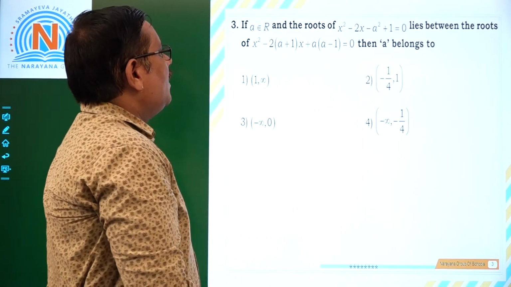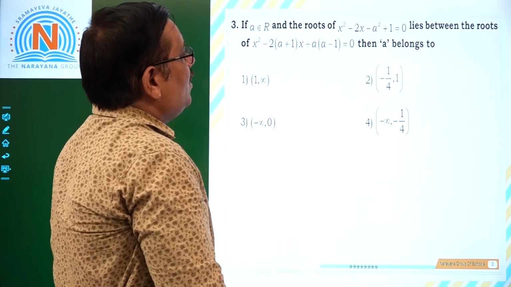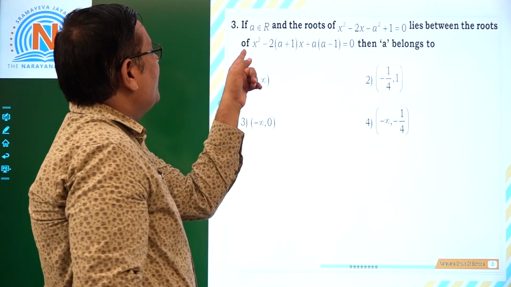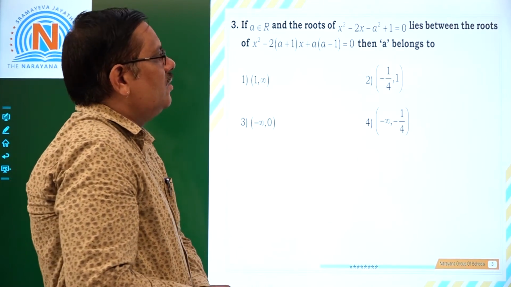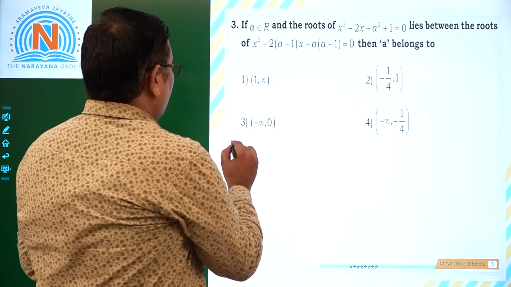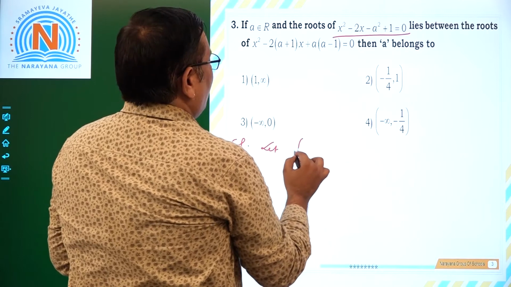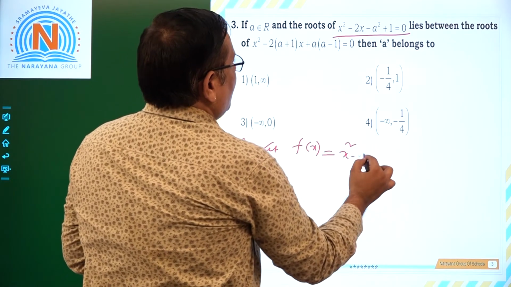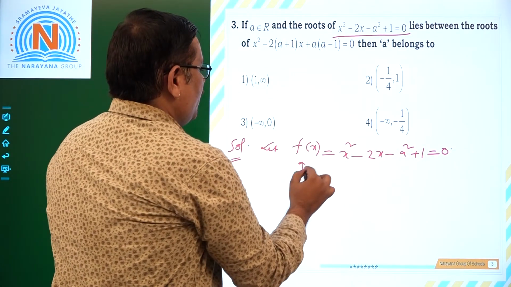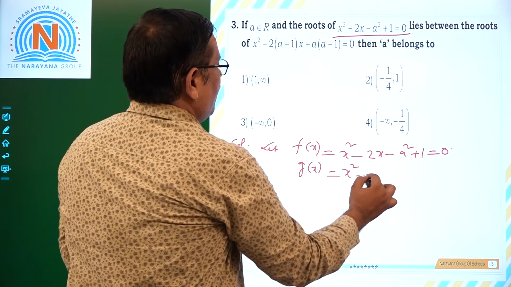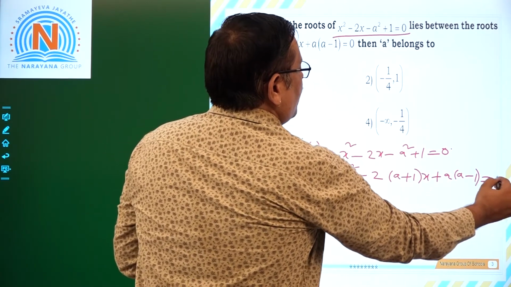If a belongs to R and the roots of x square minus 2x minus a square plus 1 equal to 0 lie between the roots of x square minus 2 times (a plus 1) times x plus a into (a minus 1) equal to 0, then a belongs to. It's a very good question. Let us try to solve it. First, let us take the given equations. Let us take f of x as x square minus 2x minus a square plus 1 equal to 0. Now g of x is the second condition: x square minus 2 times (a plus 1) times x plus a into (a minus 1) equal to 0.